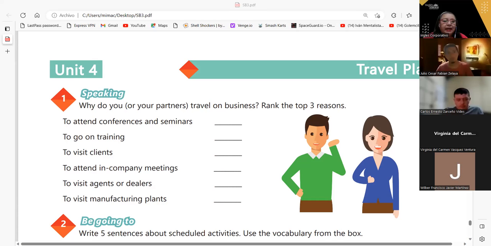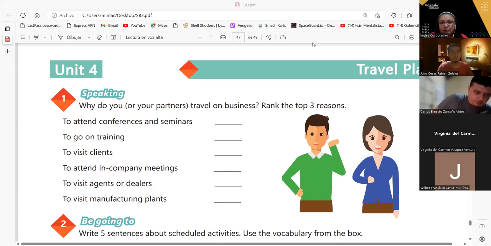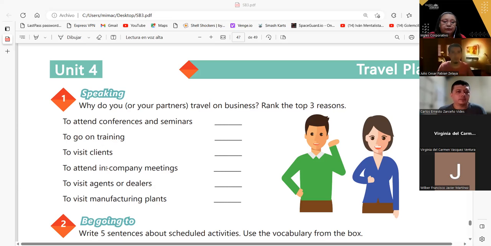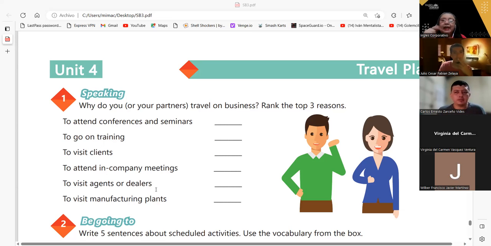Yes, teacher. Okay. Teacher, yes. We have to choose only three from this. Three? As a group. Yeah. And then mention in the page 47. Yes, okay. Because here we have 1, 2, 3, 4, 5, 6 reasons. Okay. Maybe you are going to rank them. Okay, here, maybe you say to visit clients, to me is number one. Okay, everyone is going to be ranking them. But from these six, you choose the three most important, yeah, as a group. Okay. And later you give your reasons why you consider those three are the top three reasons, okay?